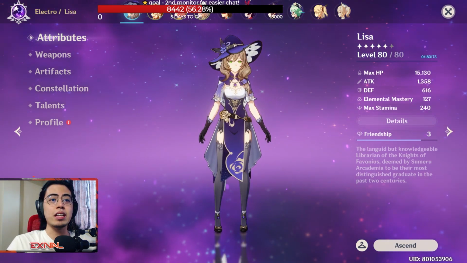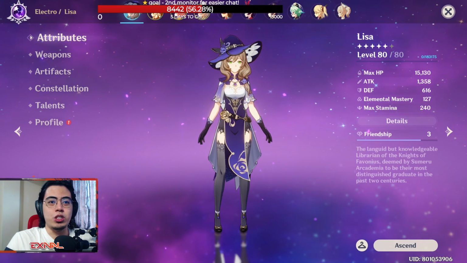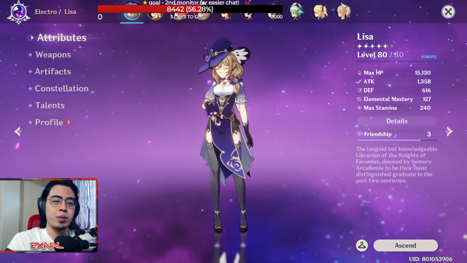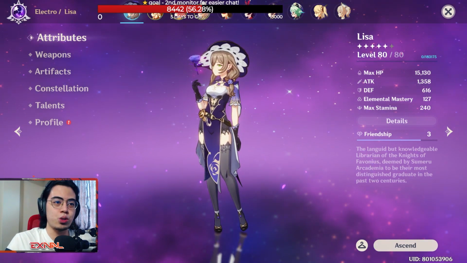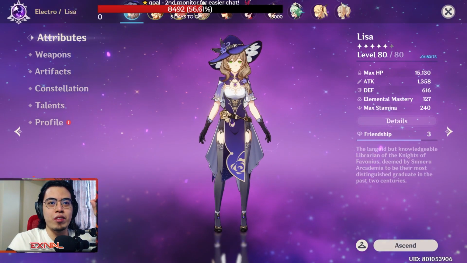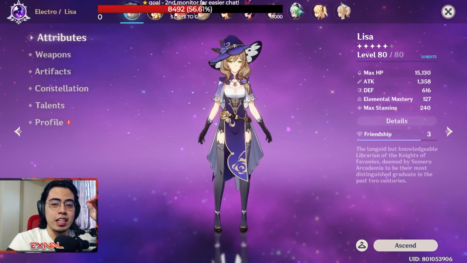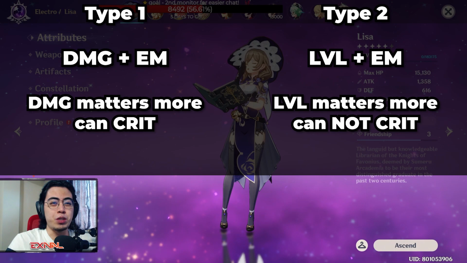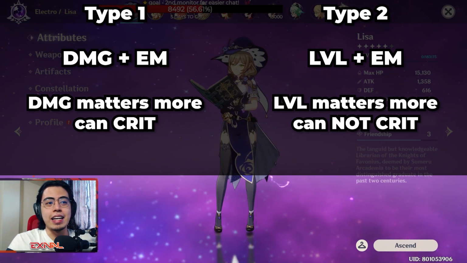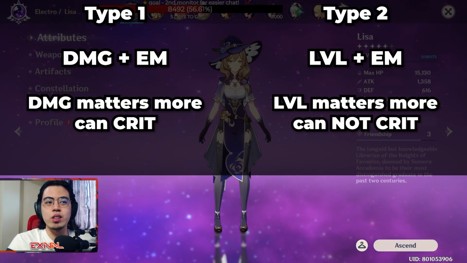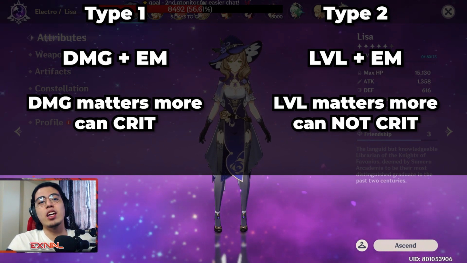All right, cool. Now the last one, type 3, is just crystallize, which doesn't deal damage but gives you shields. It also scales with character level and elemental mastery and makes the shield stronger. So we won't get into that because you guys watch this video for the damage. So in summary, reaction damage is only affected by the trigger character's stats. Type 1 reactions scale off of damage and elemental mastery, but damage matters more and can also crit. Type 2 reactions scale off of character level and elemental mastery, but character level matters more and cannot crit.